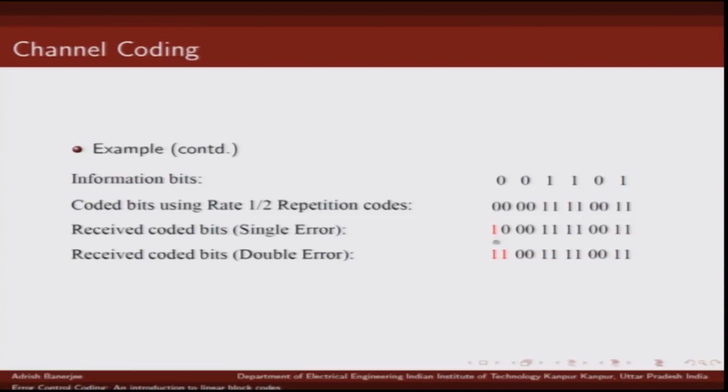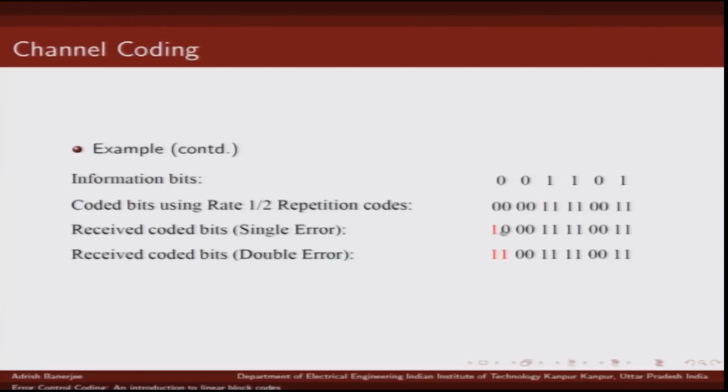So, you can see here this is a case of a single error. The first bit which was transmitted as 0 was received as 1. Now, how can I use error correcting codes to detect the error? Since it is a rate 1/2 code, for each information bit I am sending 2 coded bits. So, at the receiver I will look at 2 bits at a time. First, I will look at this 1 0.